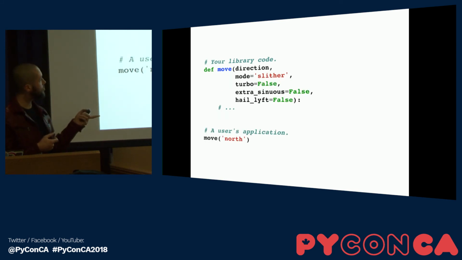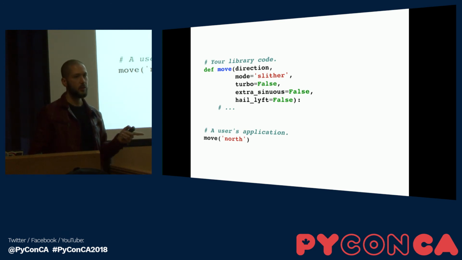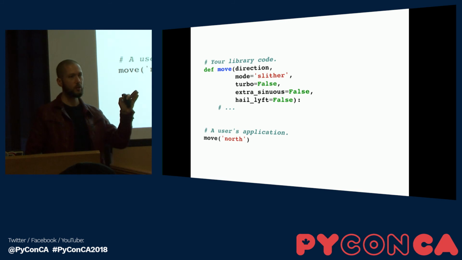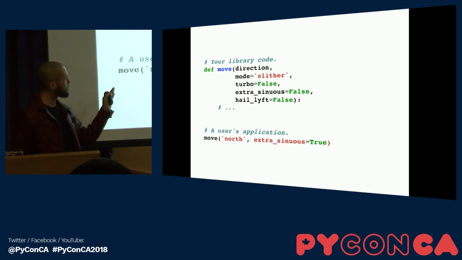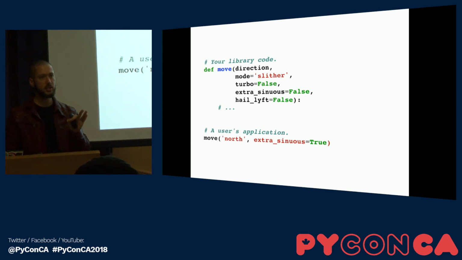Over time, as you add parameters, it sort of becomes like a natural history of this function's evolution, where the parameters are listed in the order that you added them, and each has a default value. This is great for users because if they want to accept the default mode of moving, which is slithering, but they want to set the extra sinuous option, they can use a keyword argument to pick just that option and override its default.